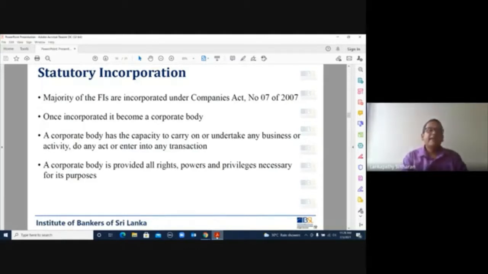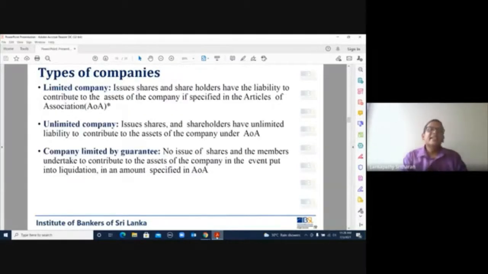Then the companies. There are three types of companies. I think the Act matters here, but these are very direct in meaning and need not too much explanation, so I'm just reading it. There are three types of companies: one is the limited company, another is the unlimited company, and the other is the company limited by guarantee.